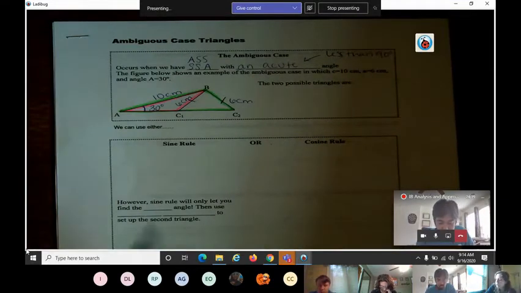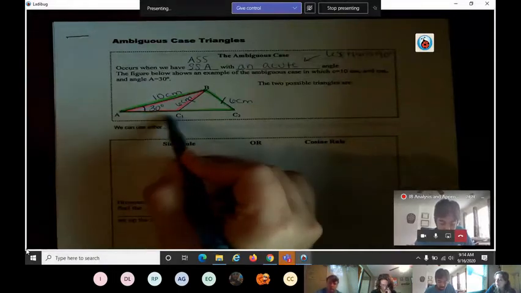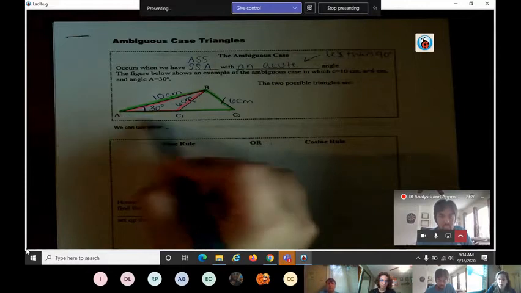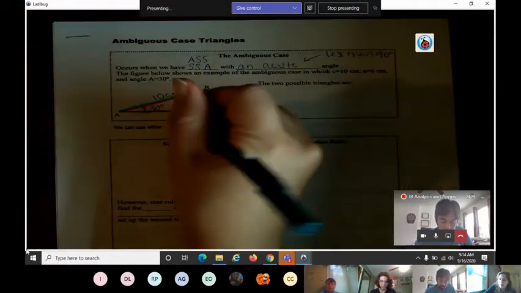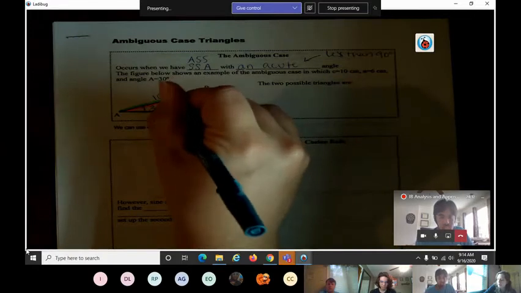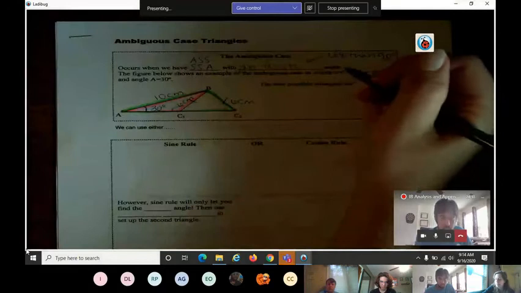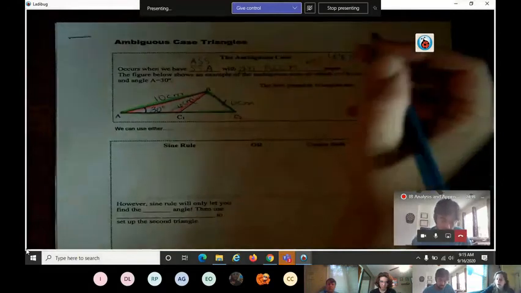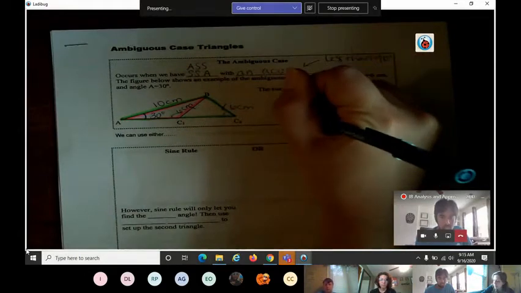Okay, and then we have 2 possible B sides. We could have from A to C1 or from A to C2. Okay, so there's 2 ways that can go. And there's 2 different angles that happen here. This angle could be different than that angle. Okay, and same here. All right, so our two possible triangles are going to look like this.